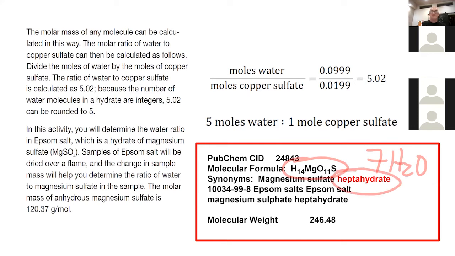So the molar mass of anhydrous magnesium sulfate is 120.37. So we'll be using that. And the molar mass of water, you should know by now, is about 18 grams per mole. Use a more accurate number than that in your calculations. And then remember, use as many digits as you want in your calculations, and then figure out how many significant digits you should be reporting based on the accuracy of your masses.